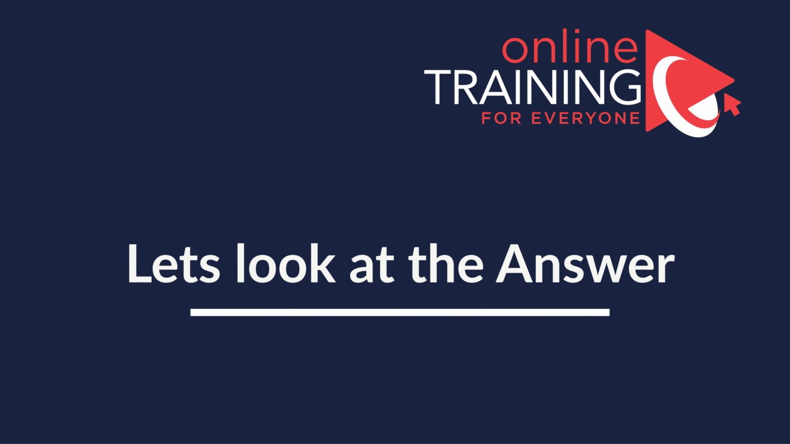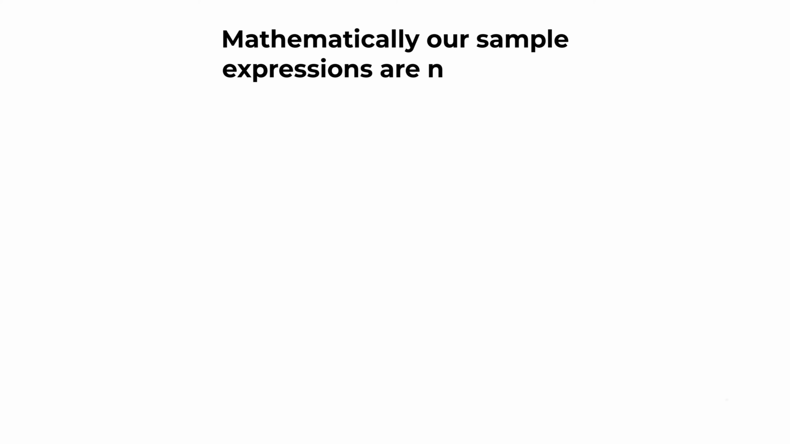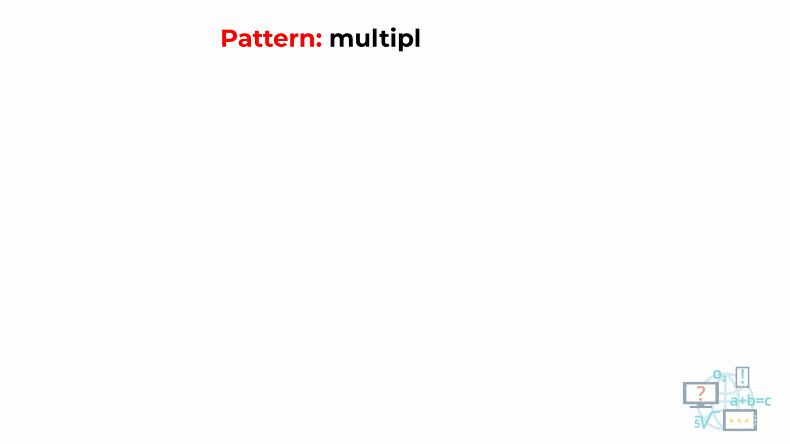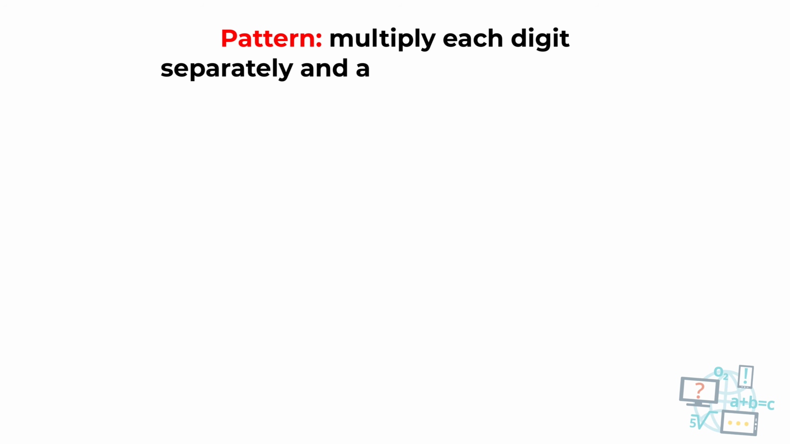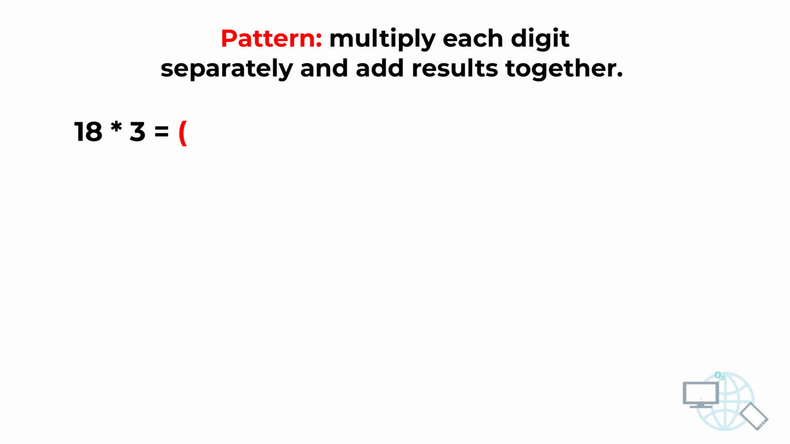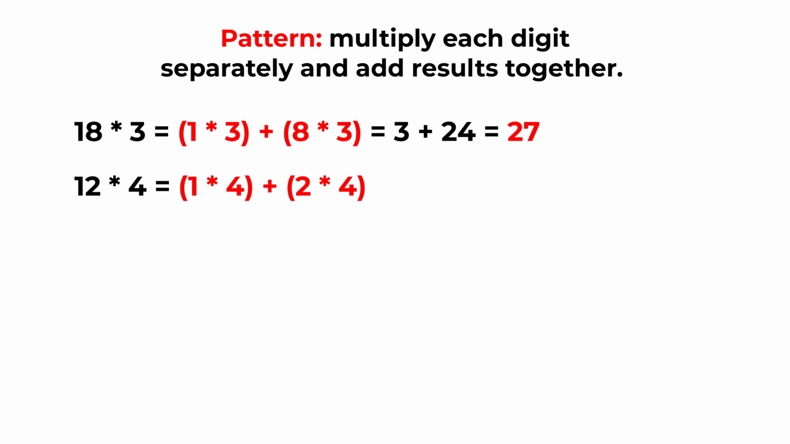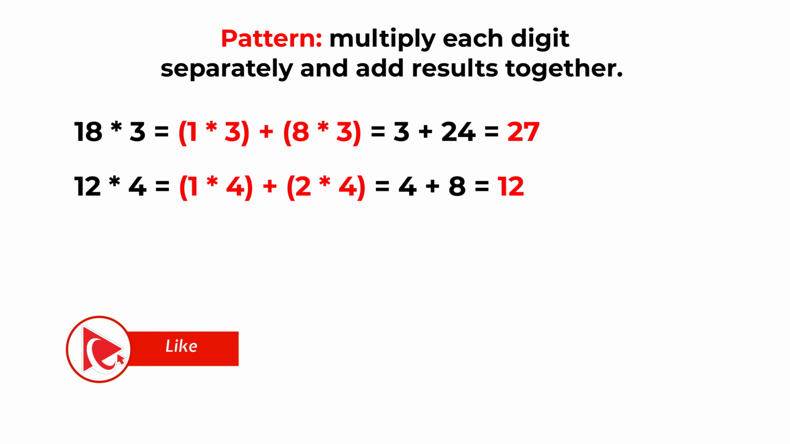Even though mathematically our sample expressions are not correct, for example 18 by 3 is not equal to 27, if you multiply each digit separately and add results together, you will get to the result you need. For example, 18 by 3 should be processed as 1 multiplied by 3 in parentheses plus 8 multiplied by 3 in parentheses, which would be equal to 3 plus 24, which would be equal to 27. In a similar way, 12 multiplied by 4 can be calculated as 1 multiplied by 4 in parentheses plus 2 multiplied by 4 in parentheses, which would be equal to 4 plus 8, which would be equal to 12.